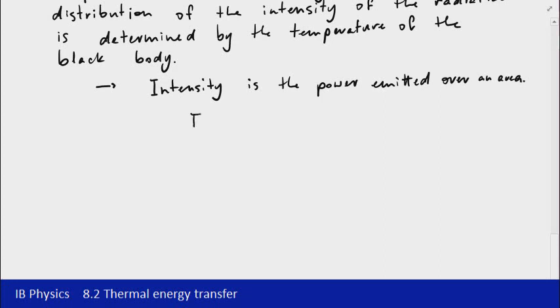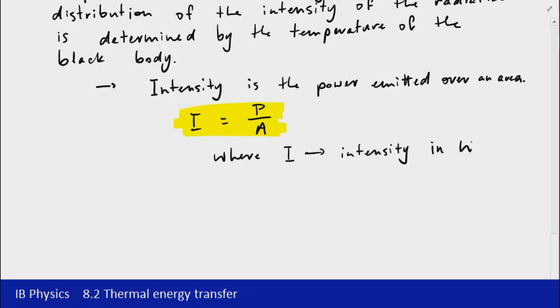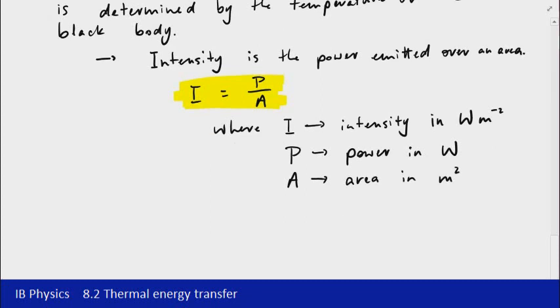So the equation there, I is equal to P on A. That equation is in the data booklet. For some reason, they haven't used P, they've just used the word power, but ultimately it's the same thing. So here again, I is intensity in watts per square meter. P is power in watts. And A is the area over which it's distributed in square meters. So there's the equation for intensity.